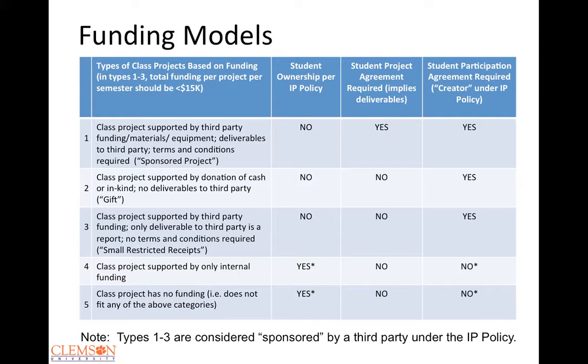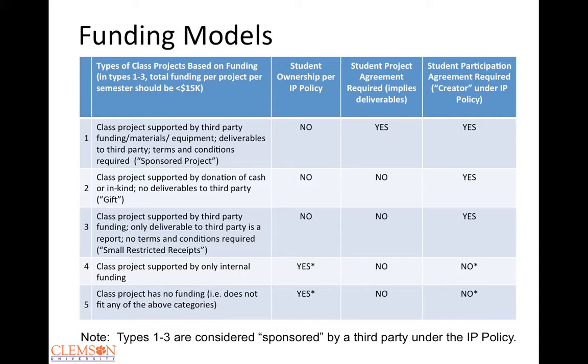There are many different types of funding models here at the university. We fall underneath one of these funding models. In this case, the funding model that we fall underneath is this Type 1 funding model. These are class projects supported by third-party funding, materials, equipment. So there is funding that comes into the program. As an outcome of this program, we do generate deliverables, and I'll talk about what these deliverables are.